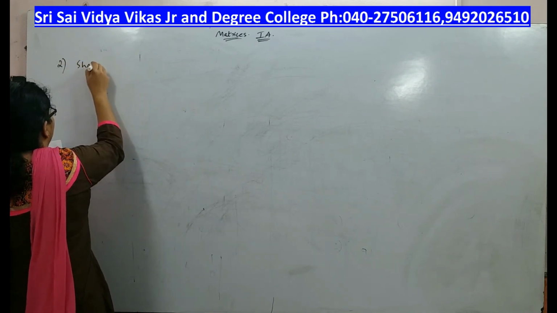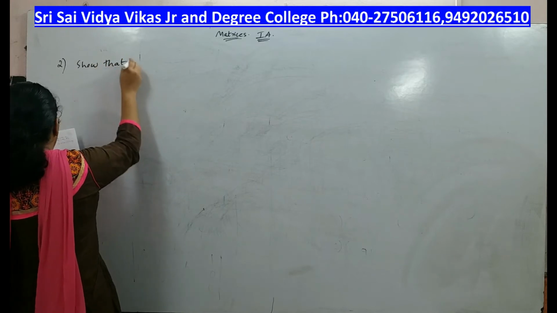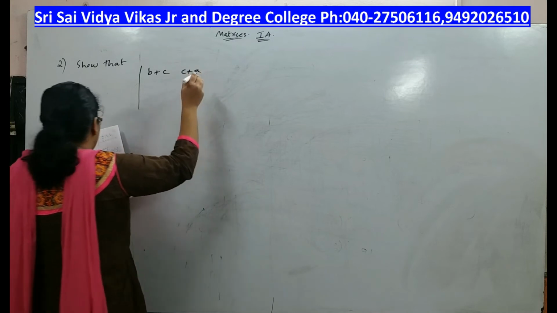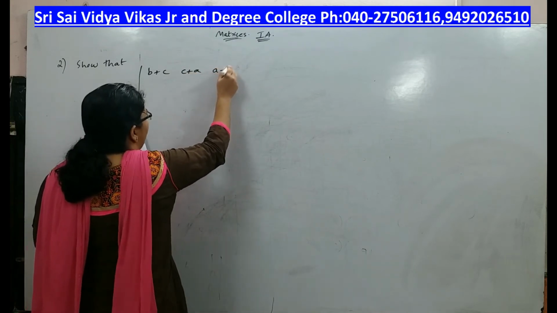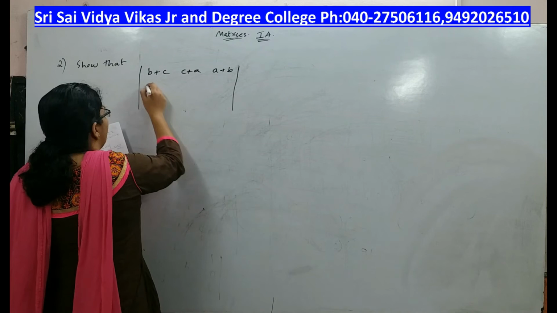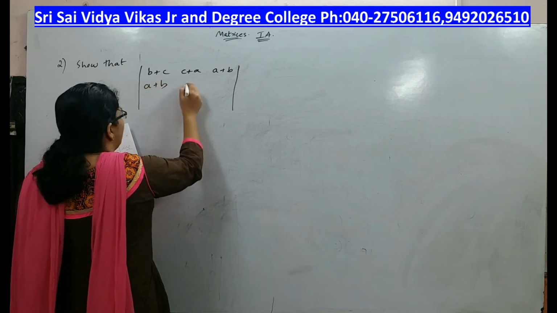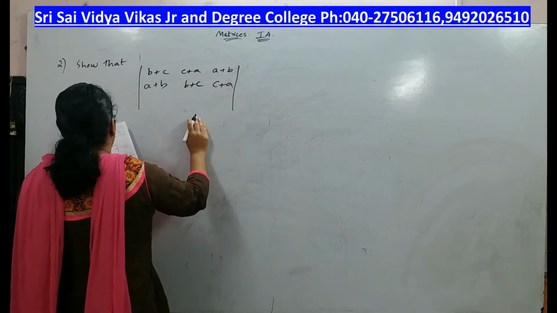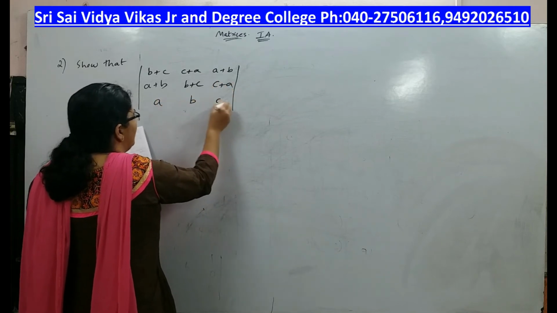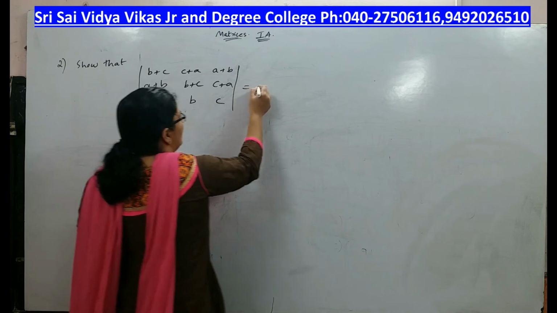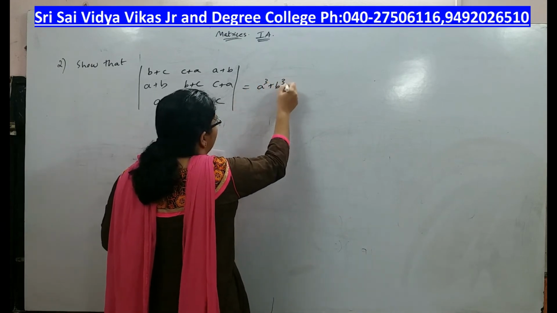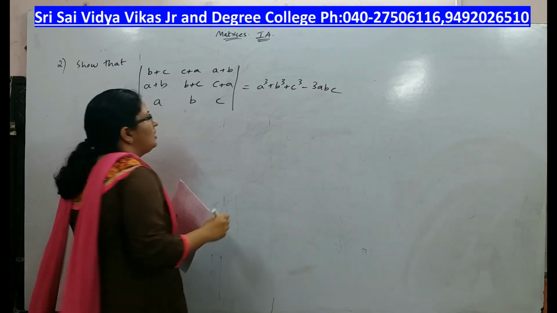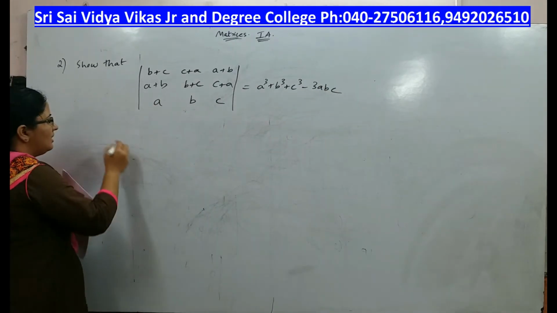Show that the determinant B plus C, C plus A, A plus B; A plus B, B plus C, C plus A; A, B, C is equal to A cube plus B cube plus C cube minus 3ABC. This is what you have to show.